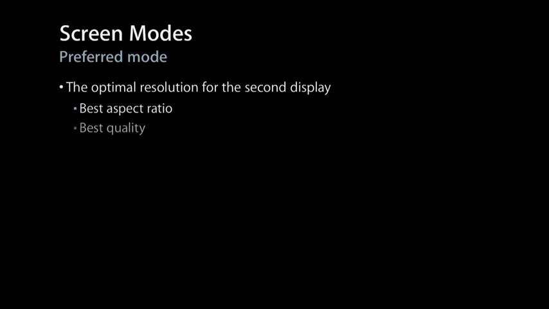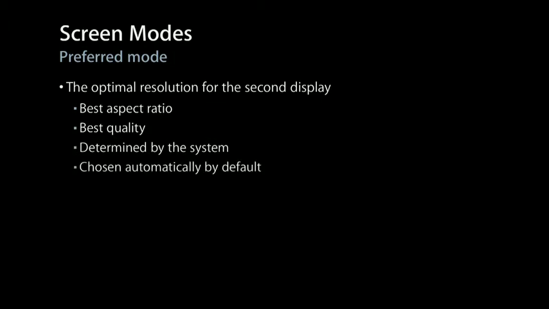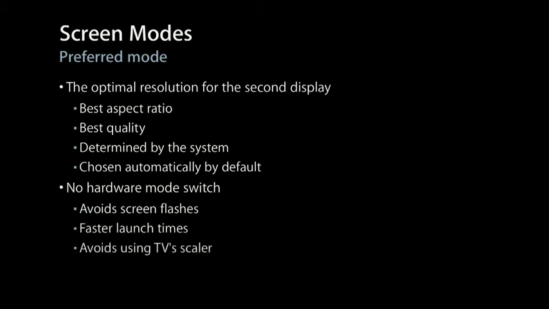Use the preferred mode. The preferred mode is the optimal resolution for the display. It has the best aspect ratio, the best quality. It's determined by the system, and it's chosen automatically, so you don't need to do anything to get the preferred mode. It doesn't require a hardware mode switch, so you avoid a screen flash, you launch faster, and you don't use the TV scaler.